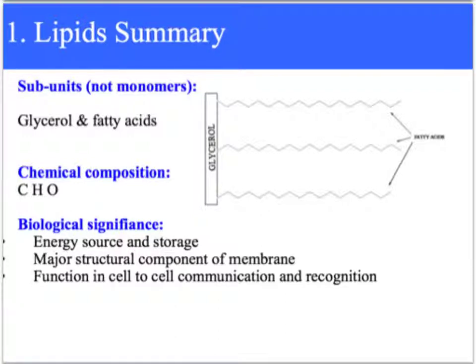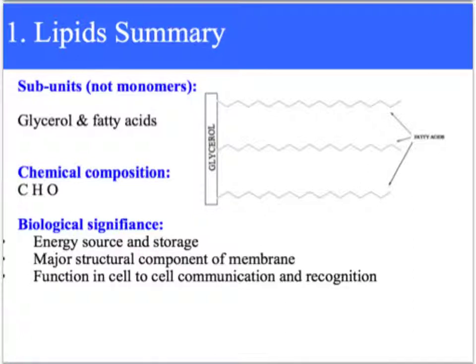Their biological significance, so what we need to know about them. They are an energy source and storage, so we use them for energy. When you see an energy source, do our bodies use fats directly to power our cells? No. We go through a process of converting ADP to ATP. So even though it's an energy source, your body has to go through a series of chemical reactions to access that energy.